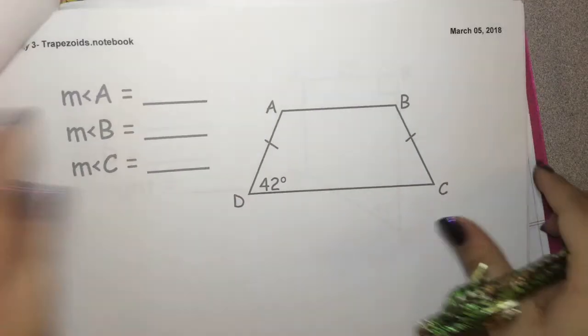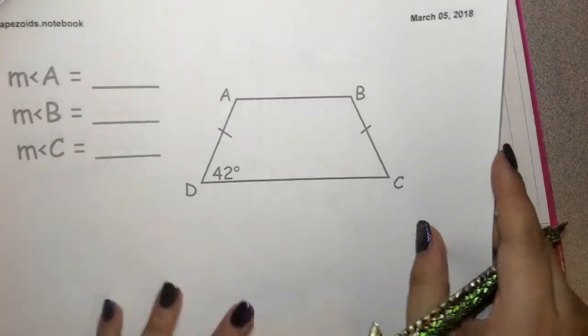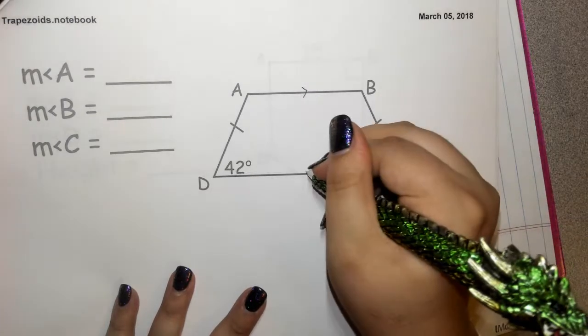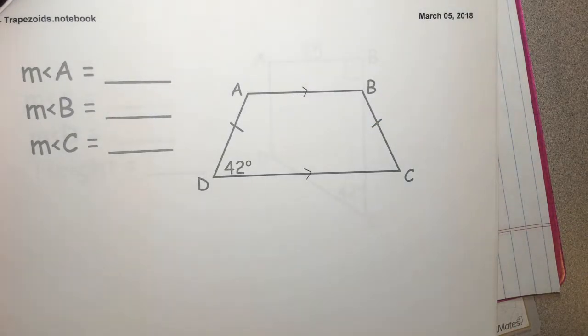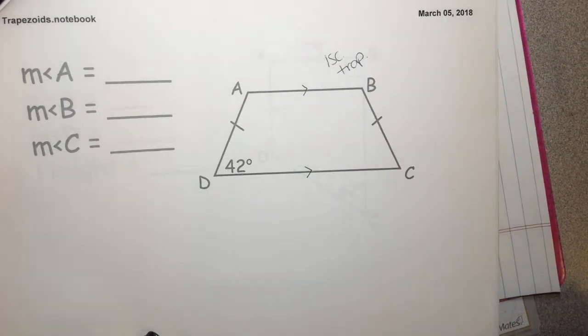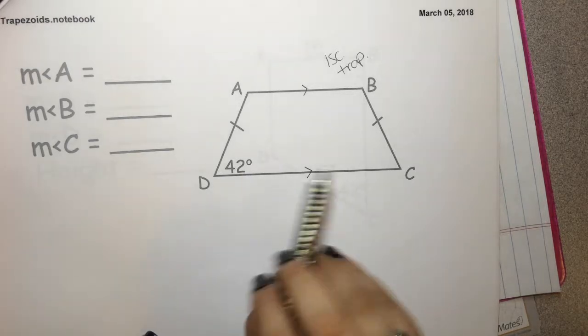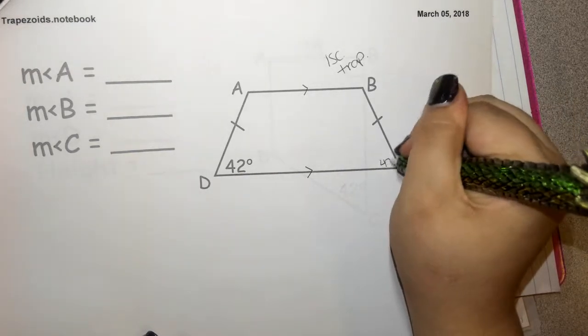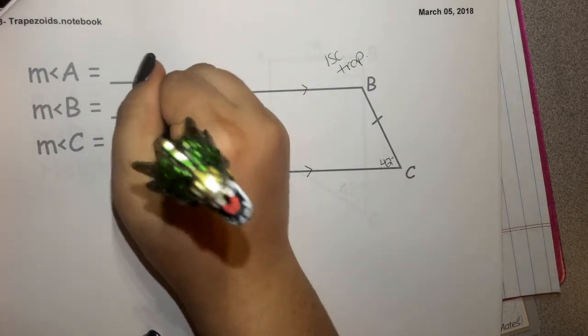Okay. Next one I want you to draw. Here's example 2. And make sure when you're drawing these examples, I didn't add these, put the parallel signs. Otherwise, it's not a trapezoid. What is this? This is an isosceles trapezoid. Okay. So what do I know? How come the base angles are congruent? Only because it's isosceles. So angle C is 42 degrees.